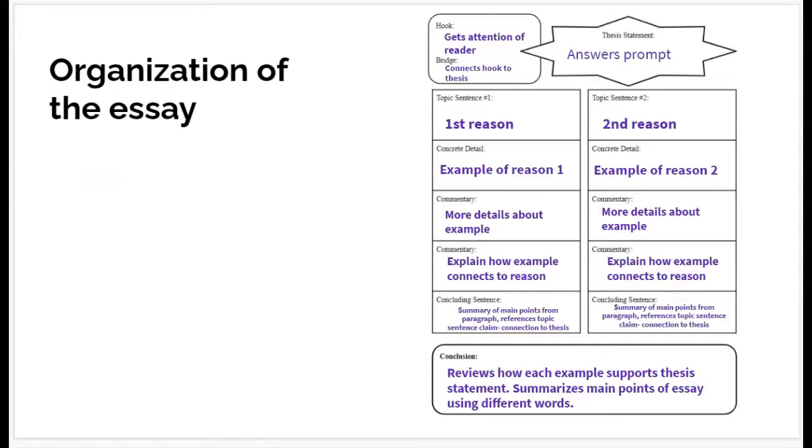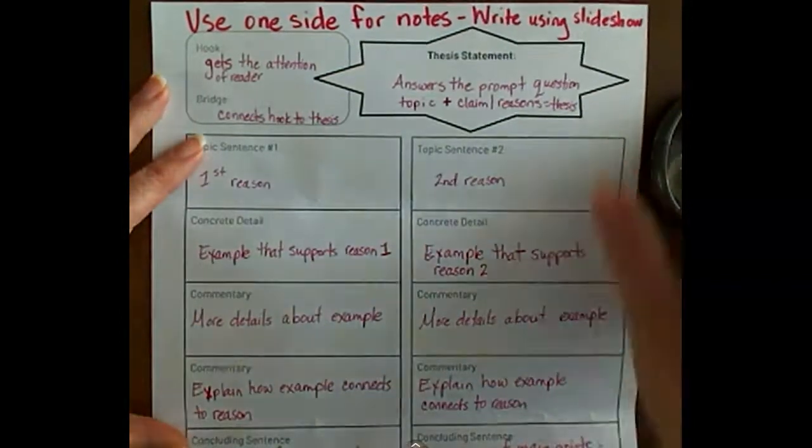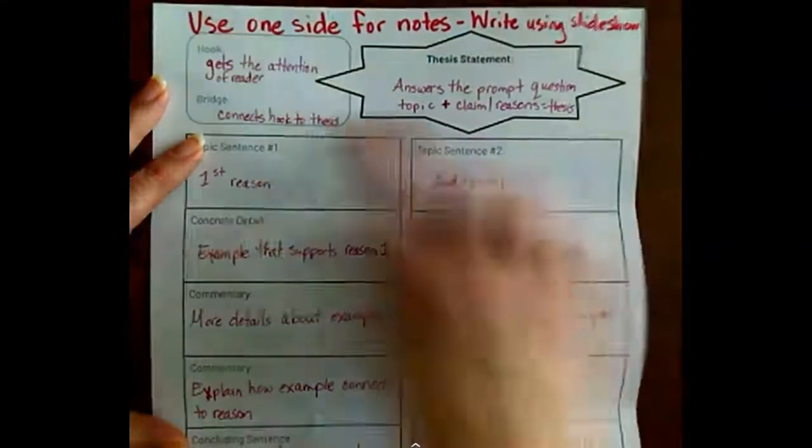So on your graphic organizer, you should have notes written on one side that look something like this. Okay, so take a moment if you need to. Make sure you fill in all the details for your graphic organizer notes. Okay, so let's take another look at our graphic organizer. So you have it filled in, and you have all these boxes.